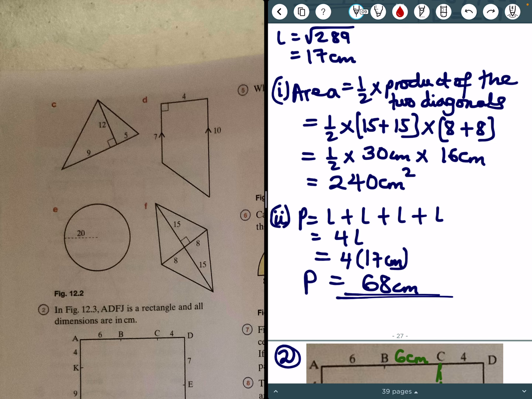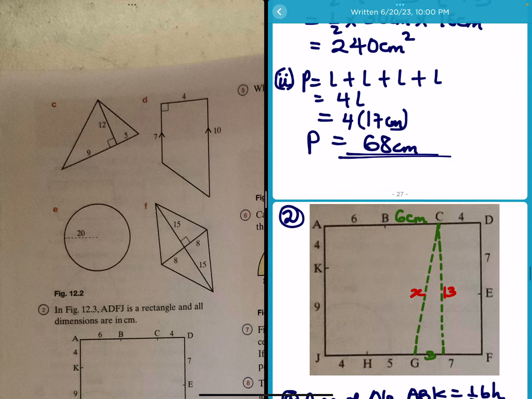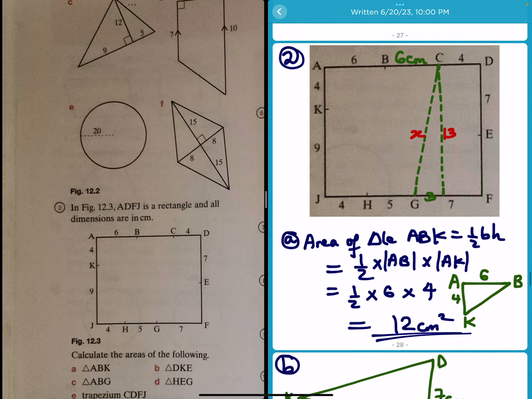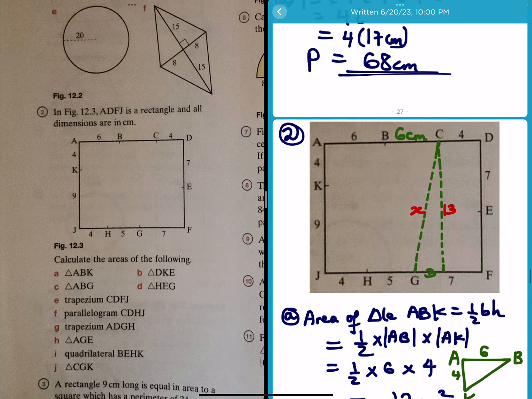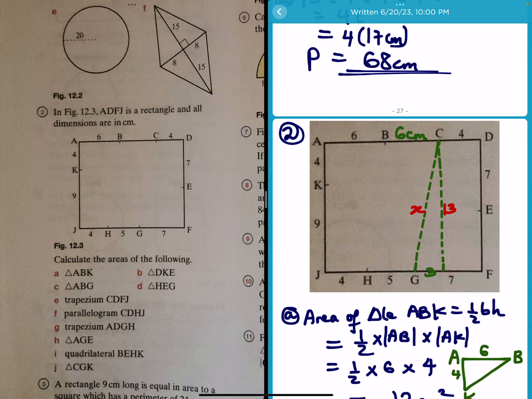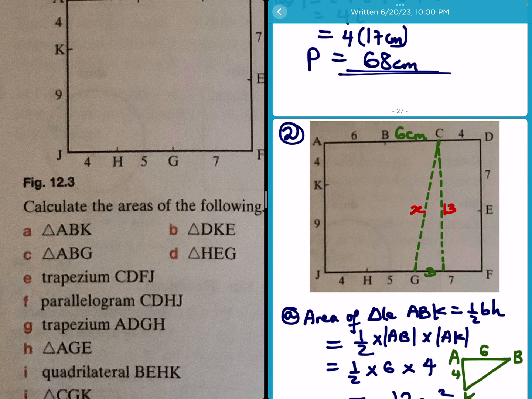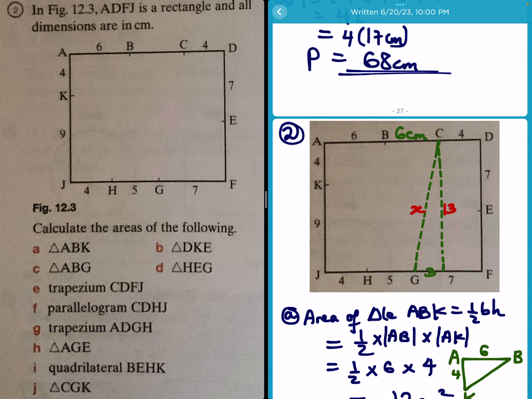Let's go straight to question 2. In question 2, we are given a shape and we are told to calculate the areas of each of the following shapes that are drawn within the shape given. This shape given is a rectangle, and we are told to calculate triangle ABK.